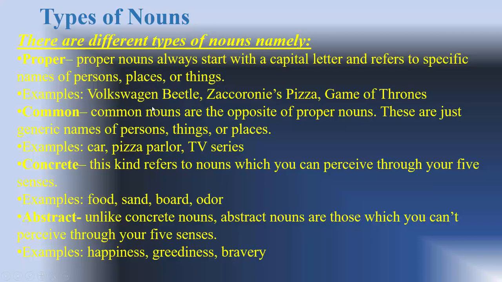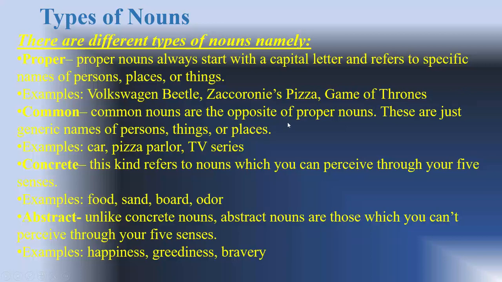Volkswagen Beetle. We know this is a noun. This is the name of a car, a make of a car. Zaccaroni's pizza. It's a type of pizza. I don't know what type, but it's a certain kind of pizza. Game of Thrones. I think this is a game or a film. I don't know, but it's the name.